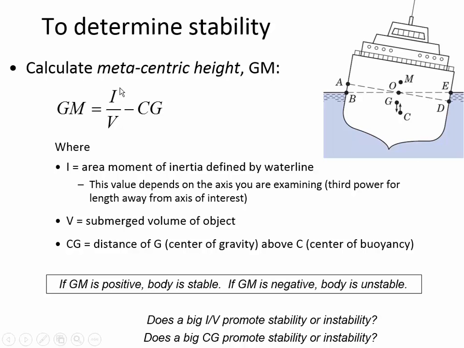Now what about this first term, things that will make a ship more stable? Any ideas? What about the volume? Yeah, we want a small volume because V is in the denominator, and we want this term to be as big as possible. So we want a big I and a small V, right? The thing that can make a big I is a wide ship. A narrow ship would mean it's going to tip over more easily.